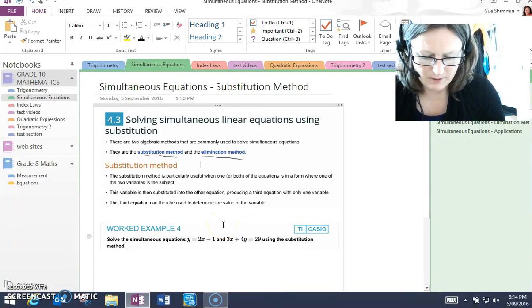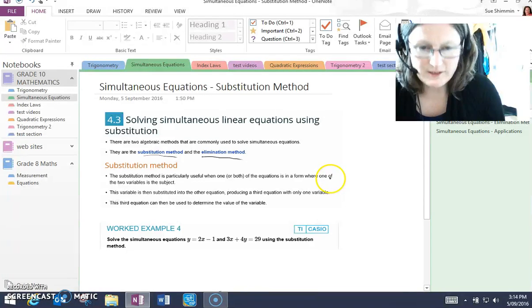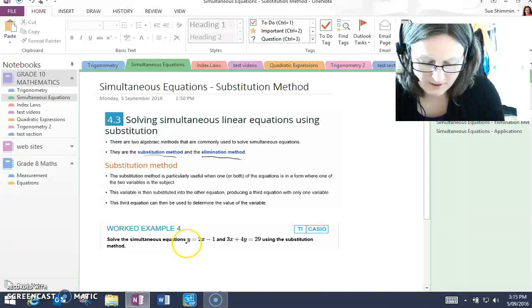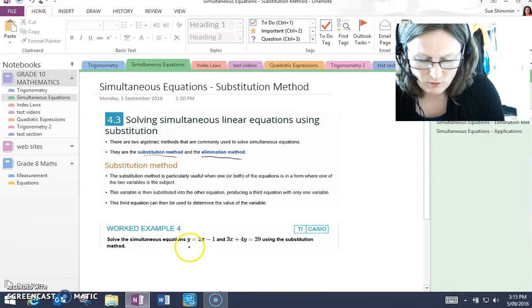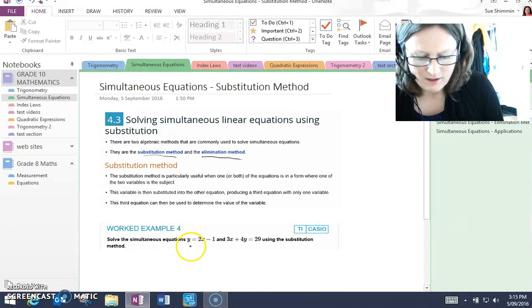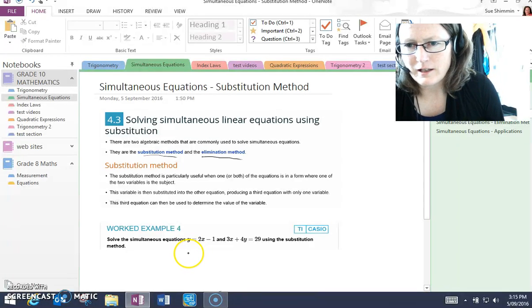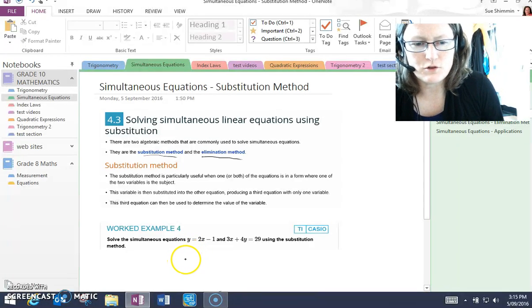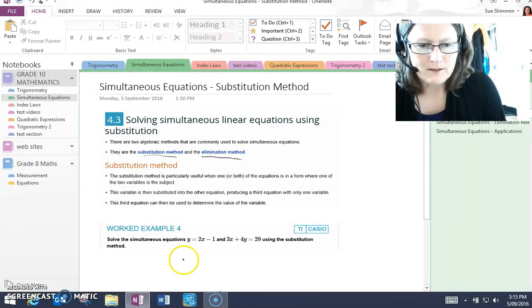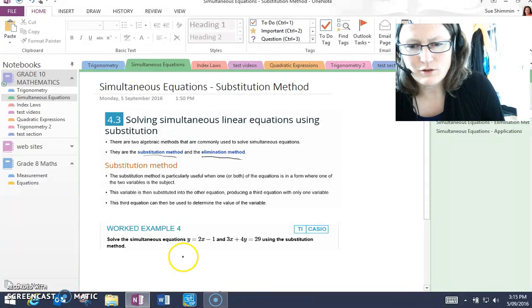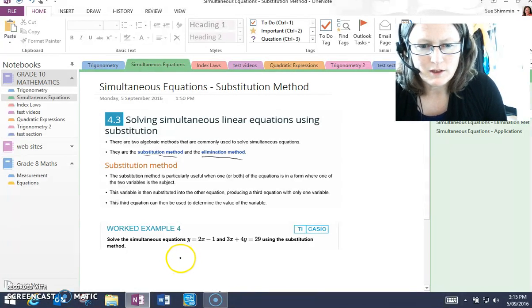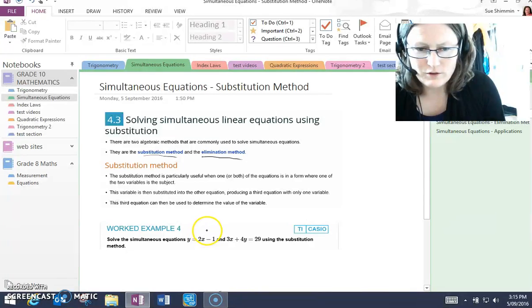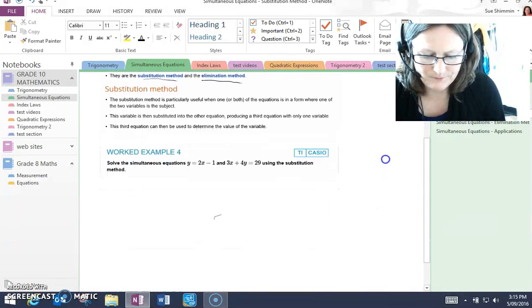The substitution method, as listed here, is particularly useful when one or both of the equations is in a form where one of the two variables is the subject. You can see here, this is what we call the subject. So the y is the subject. That's a good hint that this is an example where you'd use the substitution method. This variable is then substituted into the other equation, producing a third equation with only one variable, and we then use this equation to solve.